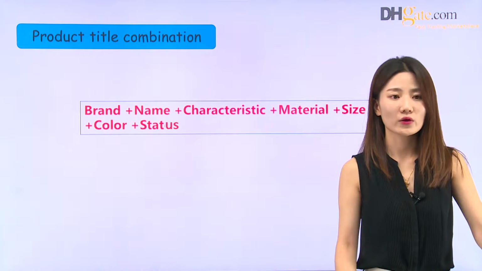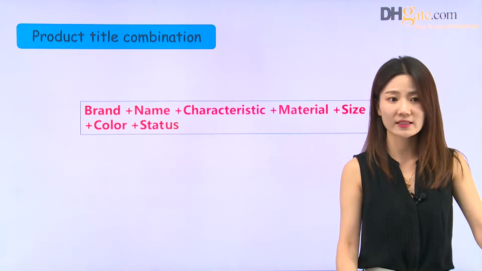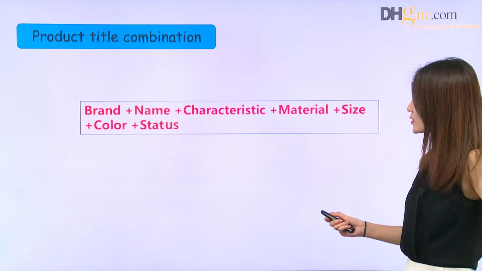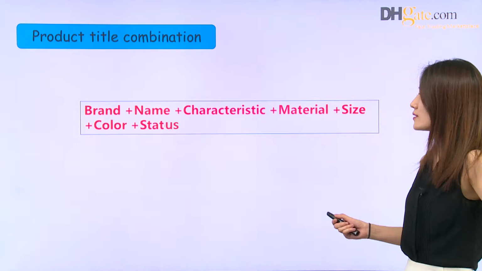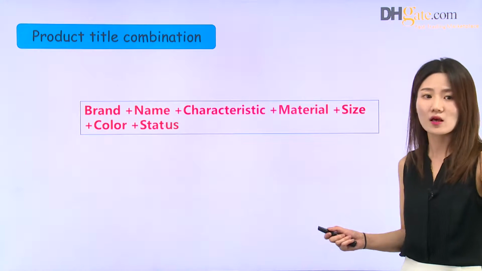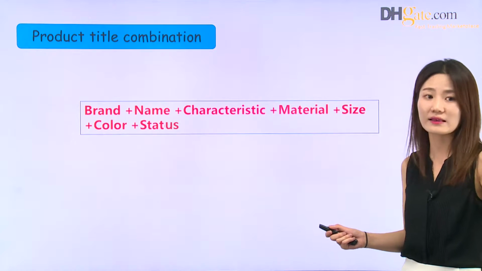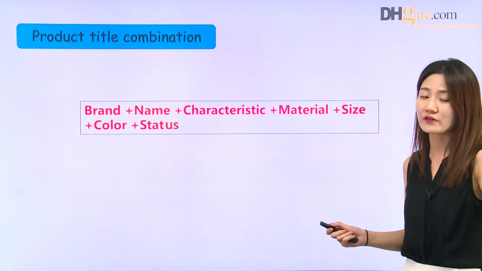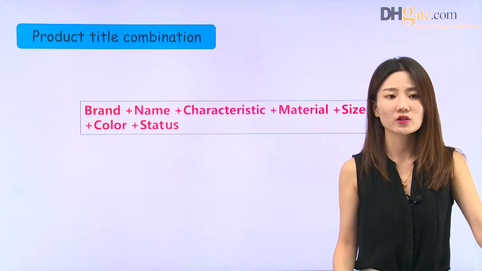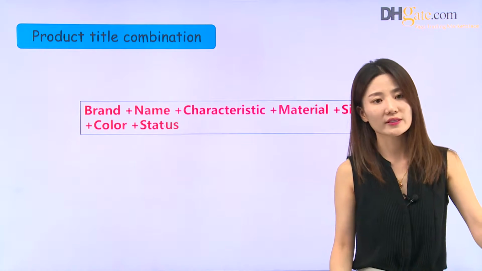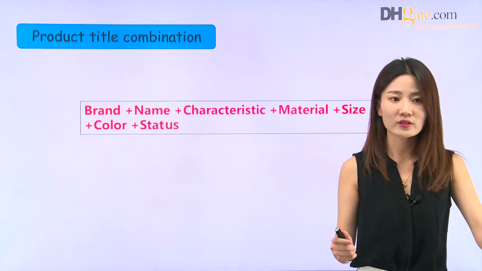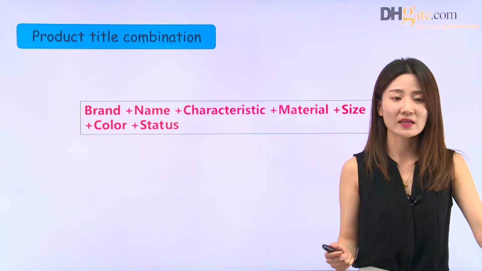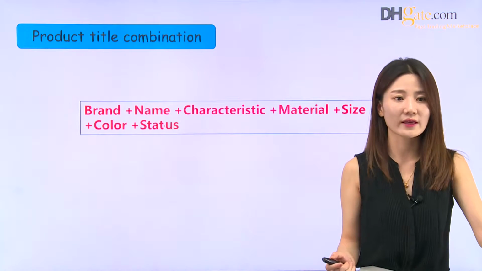So we can use a combination to form a product title. Brand plus name plus characteristic plus material, size, color, and status. Brand, if you do not have one, you can leave it. And status means words like 2015 and new arrival. There is no specific standard for the product title. Just keep the most important words in the front, and you can also refer to overseas websites and professional websites to see how they write their titles.